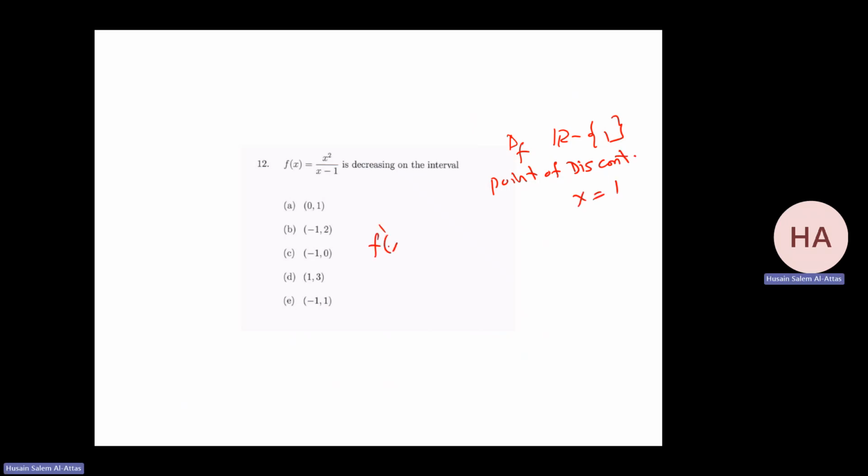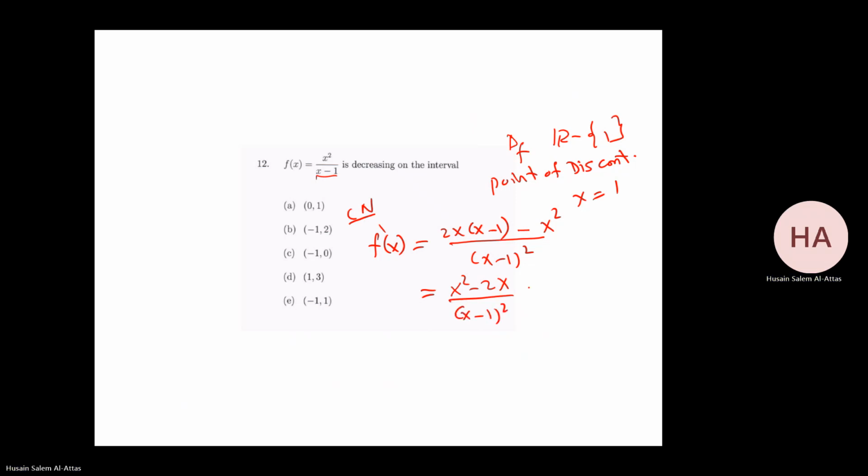Now we'll find f prime to find the critical numbers. f prime is what? 2x times x minus 1, minus x squared, because the derivative of this is 1, over x minus 1 squared. So that gives me what? 2x squared minus x squared. That gives me x squared minus 2x. So I have x times x minus 2 over x minus 1 squared. Critical numbers: x equals 0 or x equals 2.